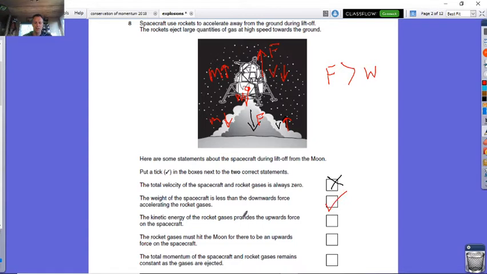The kinetic energy of the rocket gases provides the upwards force on the spacecraft. Well, there's nothing to do with kinetic energy whatsoever. Kinetic energy is not a force. Energy is a different concept.